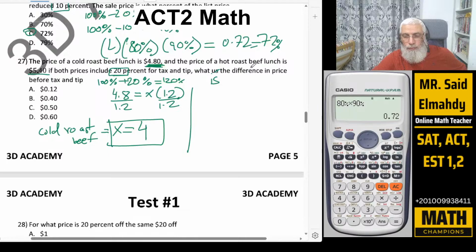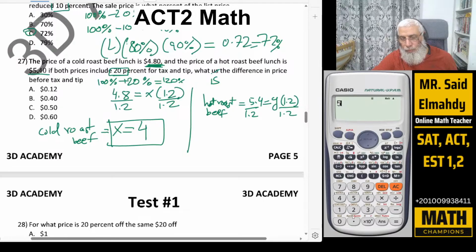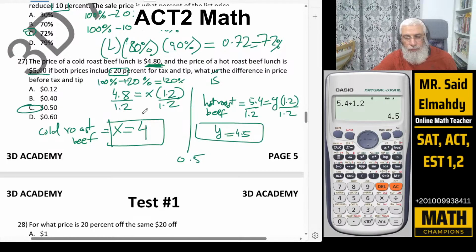Now the hot roast beef. Again, this is equal to 5.40, which is y multiplied by 1.2, so we divide by 1.2: 5.4 divided by 1.2. So the price is 4.5. The difference is 0.5. 4.5 minus 4 is 0.5.